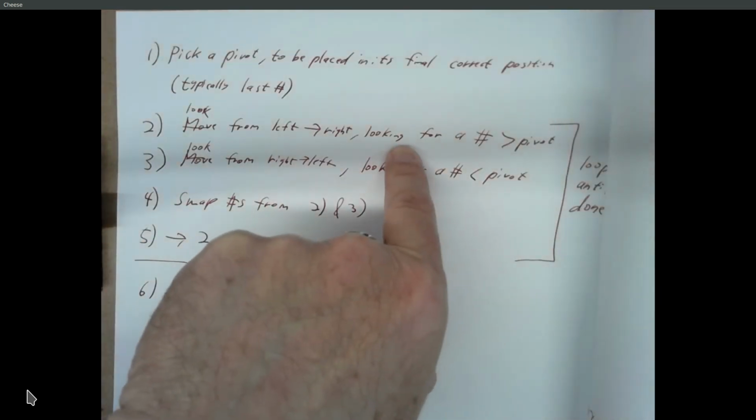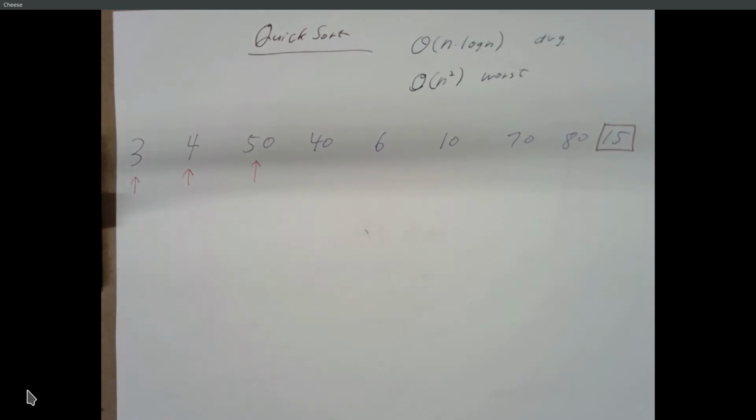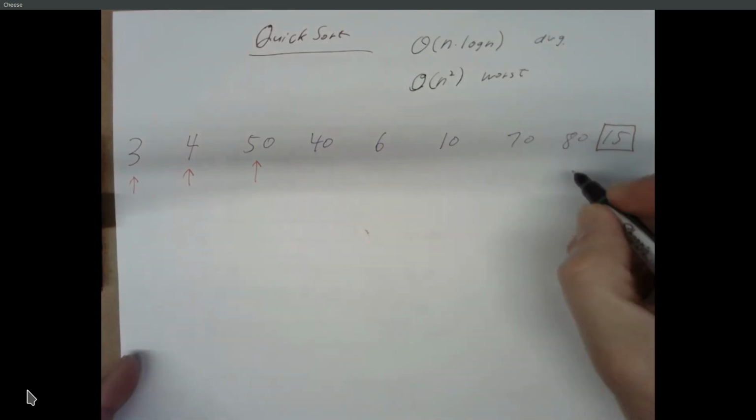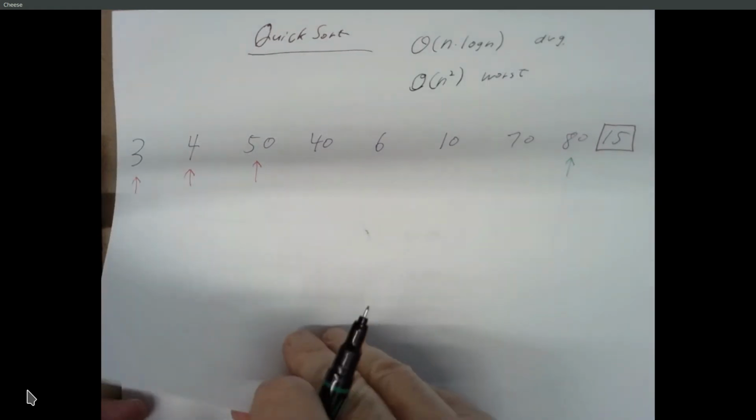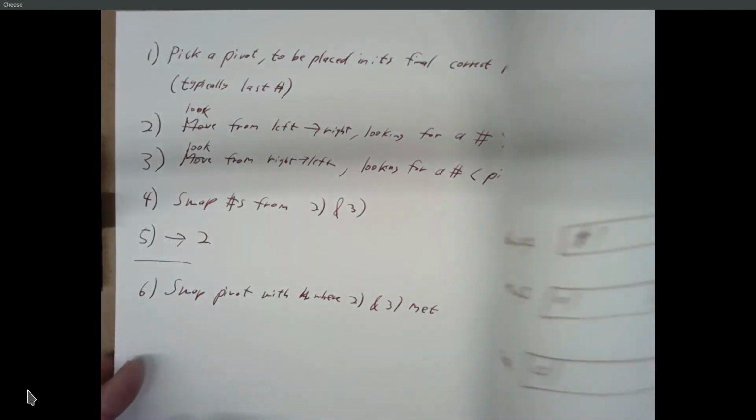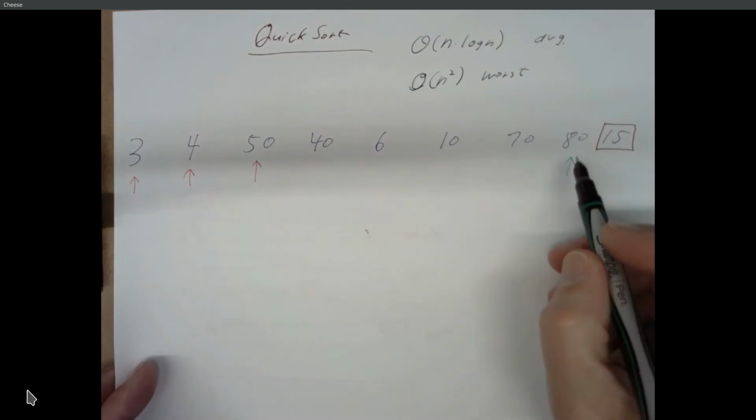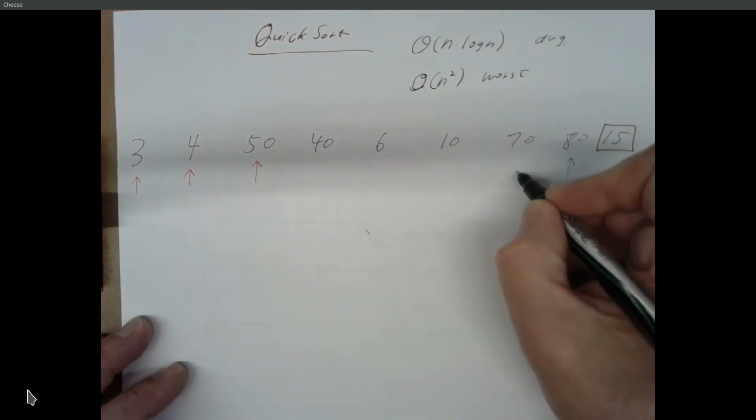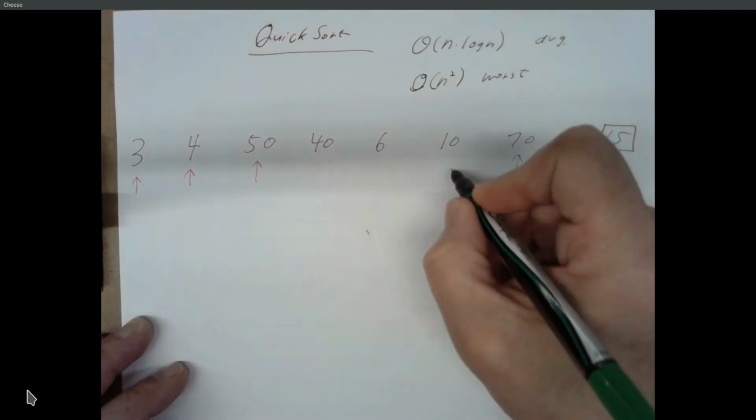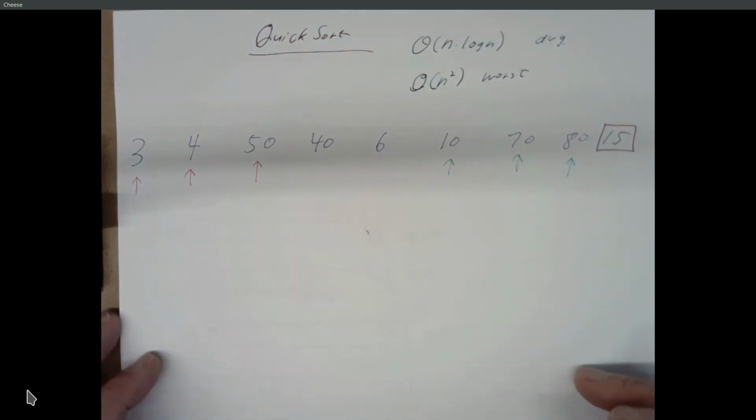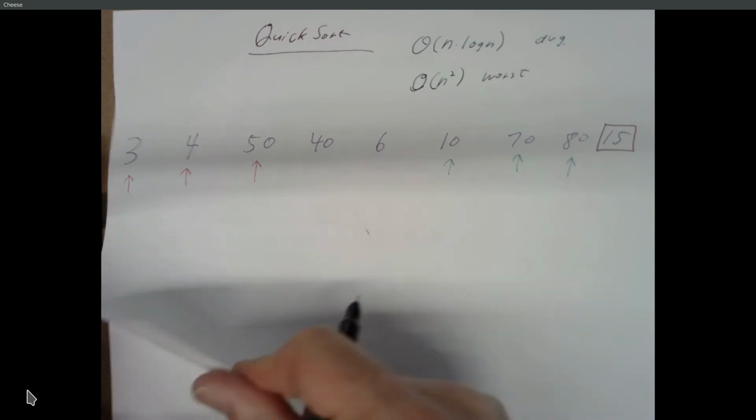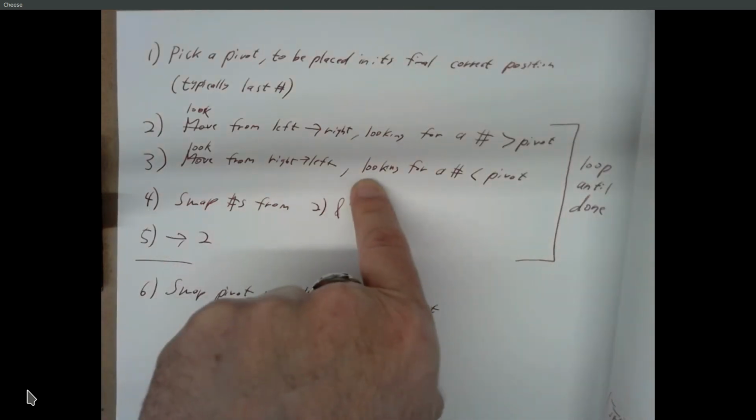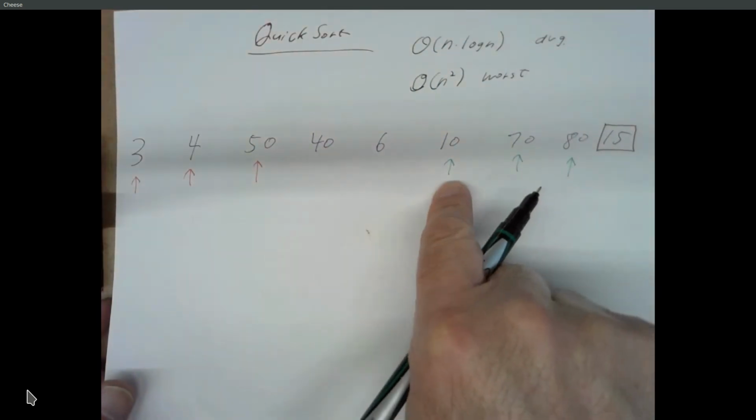Look from the left to the right for a number bigger than the pivot. So now step 3, we start from the right. Go back to step 2. So we start from the right, and we're looking for a number smaller than the pivot. So 80 is bigger. Move on to 70. 70 is bigger. Move on to 10. 10 is smaller, so we stop. So that's the end of step 3. Look from the right to the left, looking for a number smaller than the pivot.